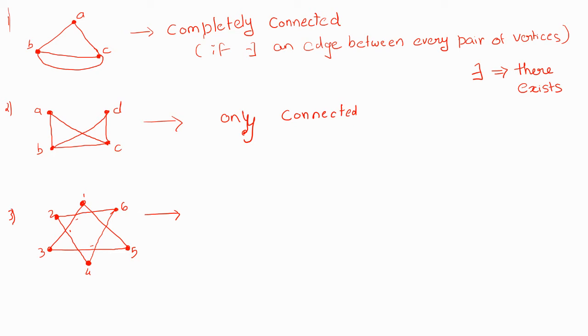Suppose you want to go to 6 from 1. From 1 you can go to either 3 or 5, or you can come back to 1, but there does not exist any path from 1 to 6. Okay, so this can be written as two completely different graphs, not connected at all.